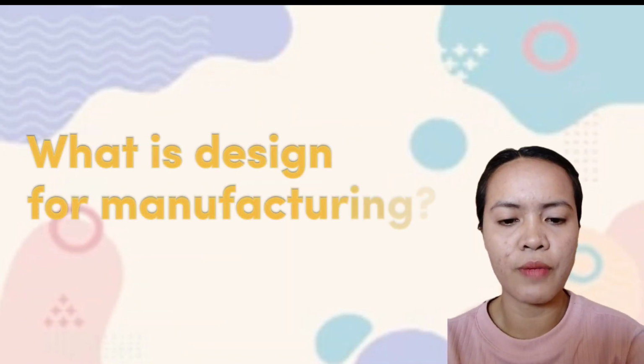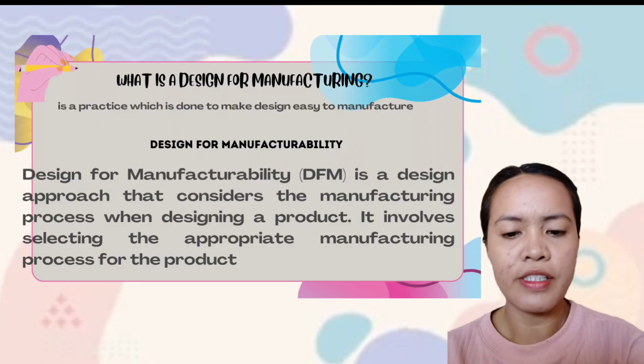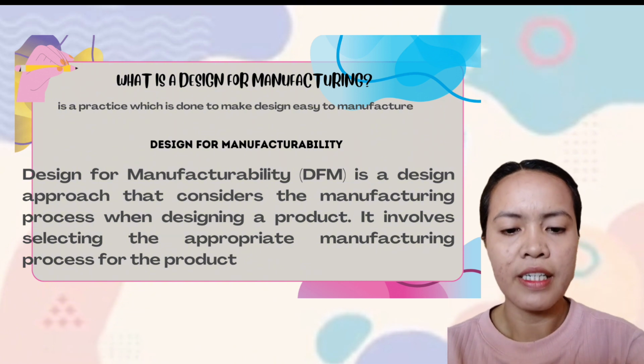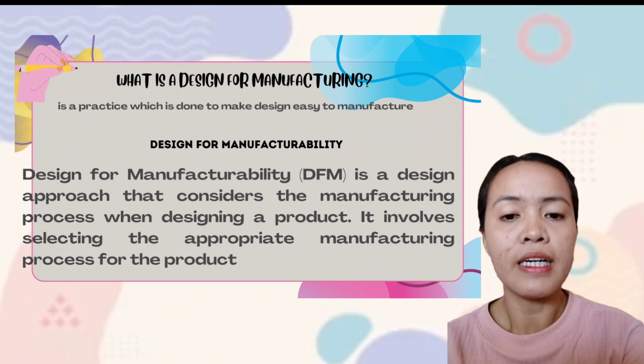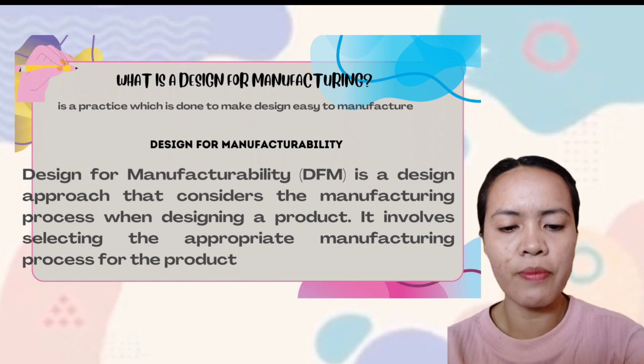I am the first presenter. So what is design for manufacturing? It is a practice done to make a design easy to manufacture. So what is design for manufacturability? It is a design approach that considers the manufacturing process to design a product. It involves selecting the appropriate manufacturing processes for the product.